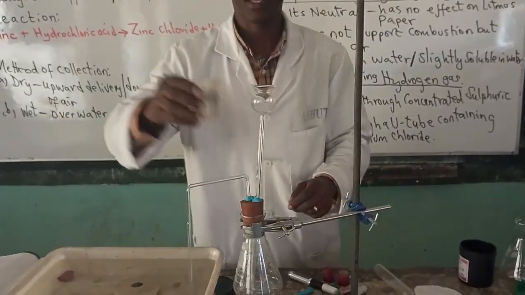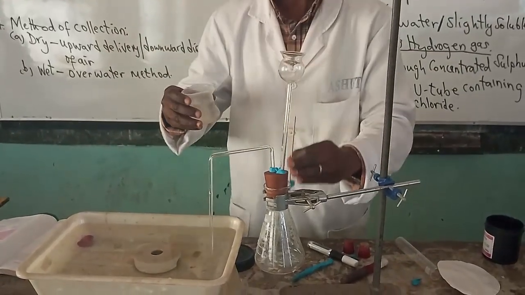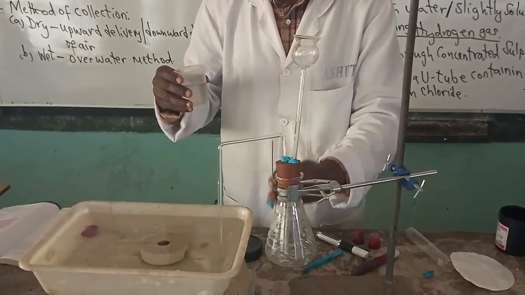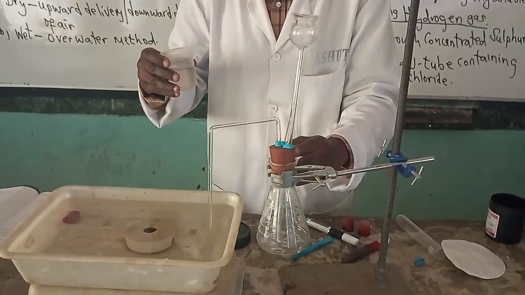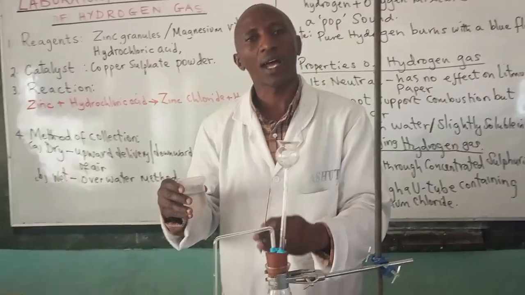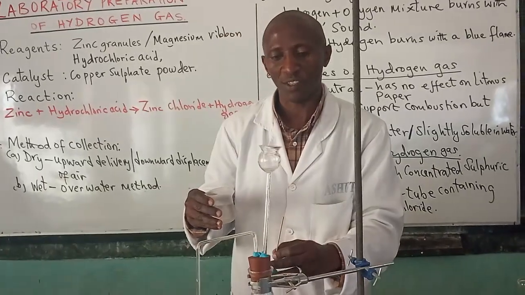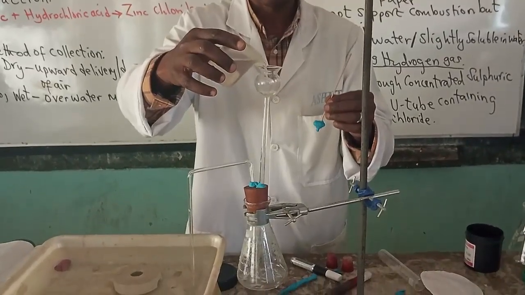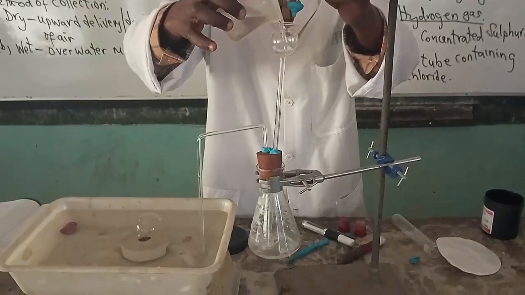We add HCl, and the first few bubbles we shall let them escape, because the hydrogen that will be produced in the first few minutes or seconds will be mixed with oxygen. So we let that mixture escape, and then after a few seconds we collect the hydrogen. So let's go. We add our HCl. Already you can have bubbles there.